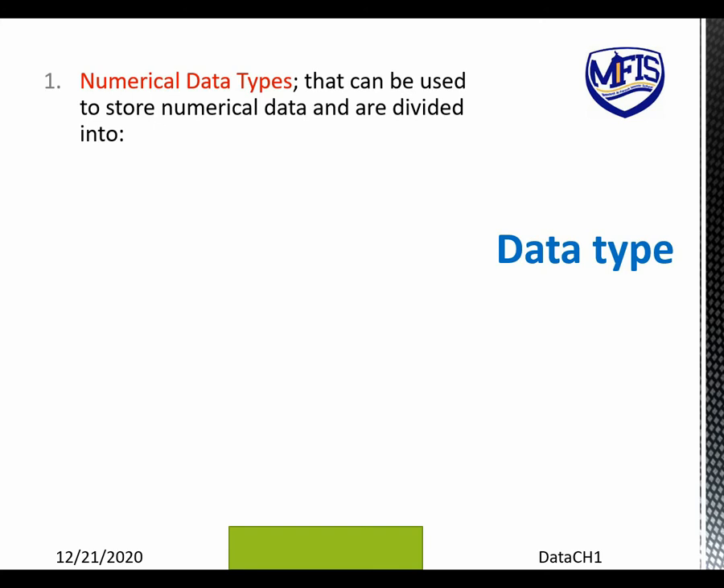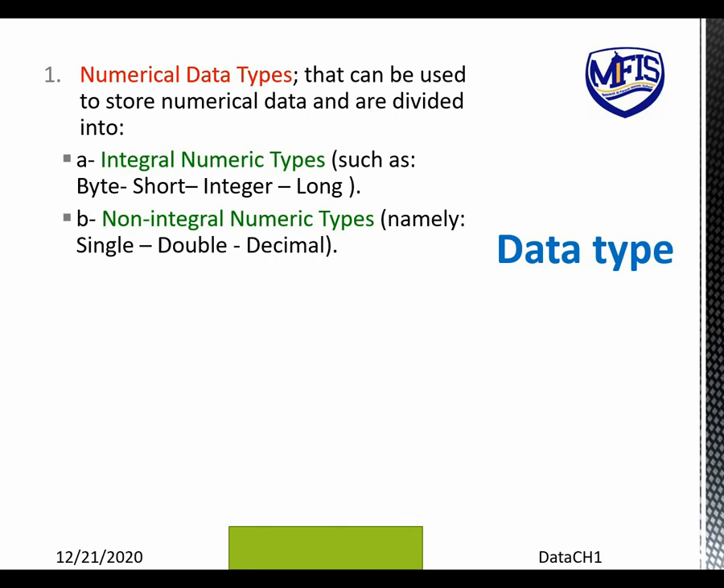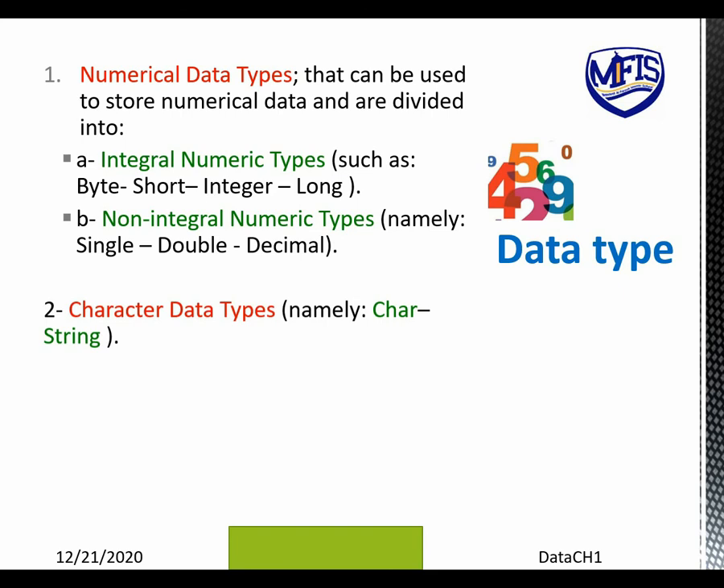The first type that we have here is the numerical data type that can be used to store numbers in the computer memory, and this is divided into two types, integer or non-integer. Integer means it doesn't contain a fraction or decimal, it's the whole number, and we also divide it in the memory into byte, short, integer, long. And the second type is the non-integer numeric type, which contains a decimal or fraction, and we divide it into single, double, and decimal.